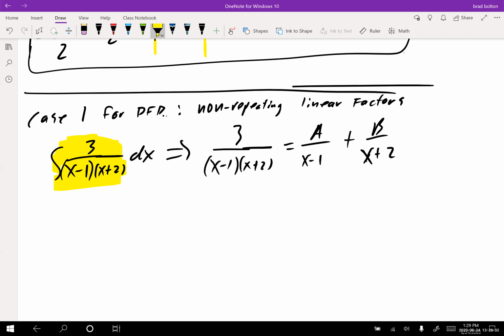So what you do is you always take a look at the factors of the denominator and you write them right here, for non-repeating. This is how you do it. Case 2 will be for repeating linear factors, and then I'll show you how to do that as well. So now we have to solve for a and b.